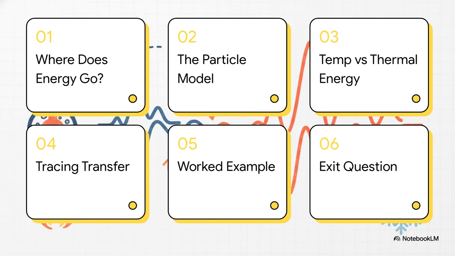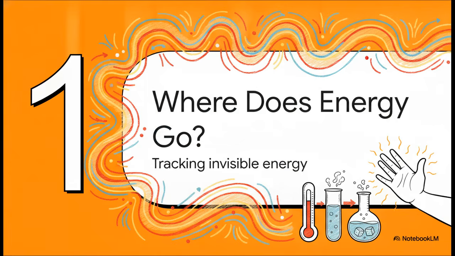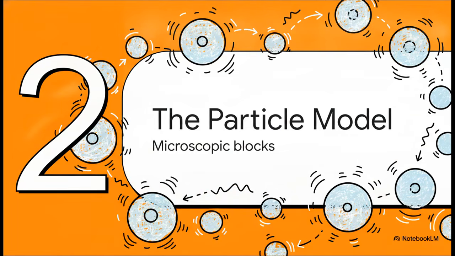All right, here is our roadmap for today. We'll be covering 1. Where does energy go? 2. The particle model. 3. Temperature versus thermal energy. 4. Tracing transfer. 5. A worked example. And finally, 6. An exit question. Let's kick things off with Section 1. Where does energy go? And to figure that out, we have to look at Section 2, the particle model.